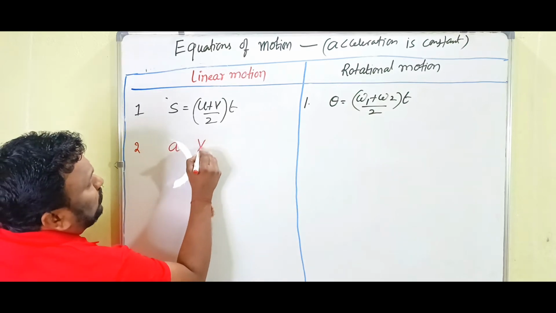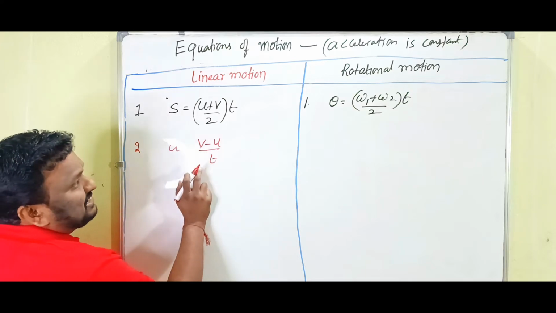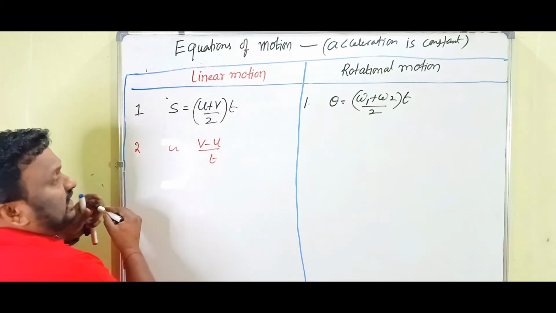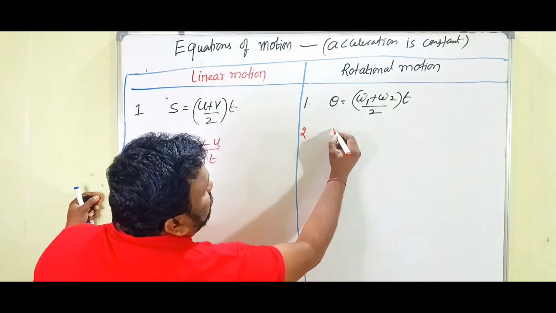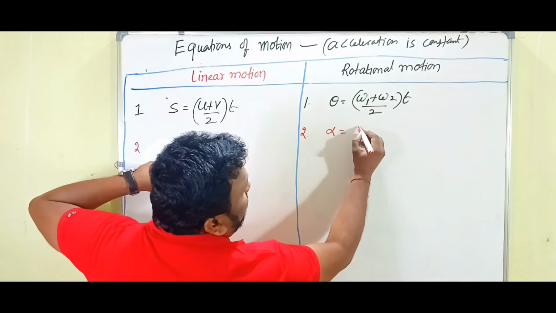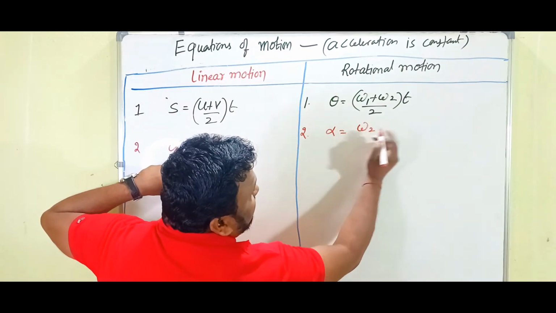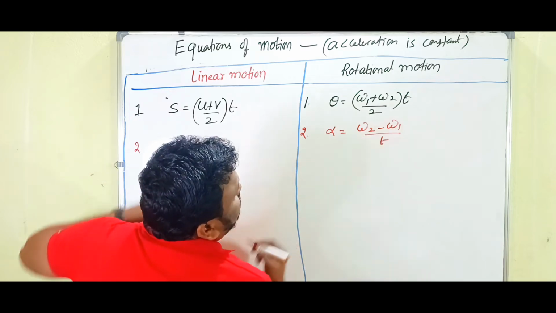Now for acceleration, how can we write? a = (v − u)/t. Acceleration is equal to change in velocity by time. So in this case we can write angular acceleration: alpha = (final angular velocity − initial angular velocity)/time, that is alpha = (omega 2 − omega 1)/t.